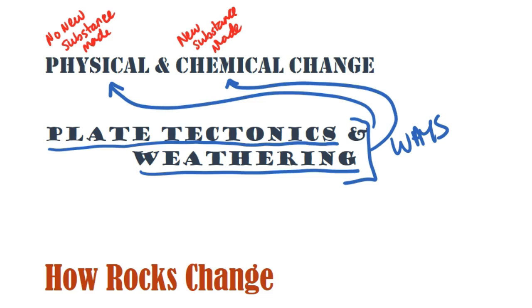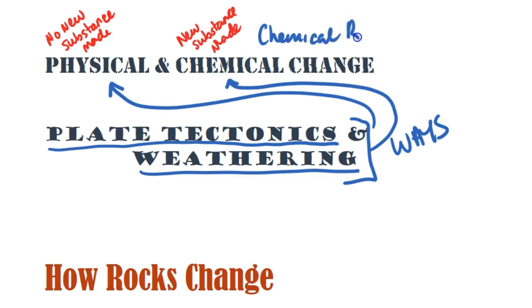And both of these actions change rocks in two different ways. They change them physically, not by making any new substance, but by changing their shape or their position or bashing them up, smashing them up, all of those sorts of things. And they change them chemically by turning the substances in the rocks into new substances by chemical reactions.